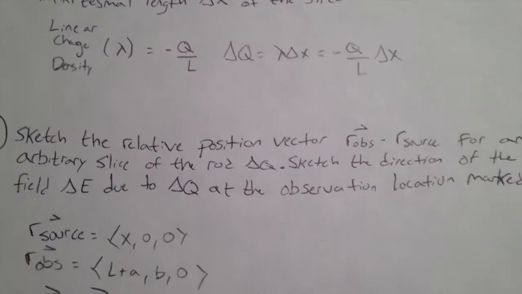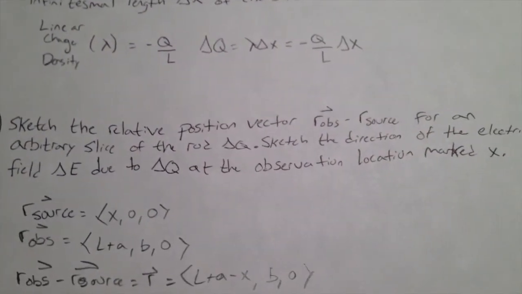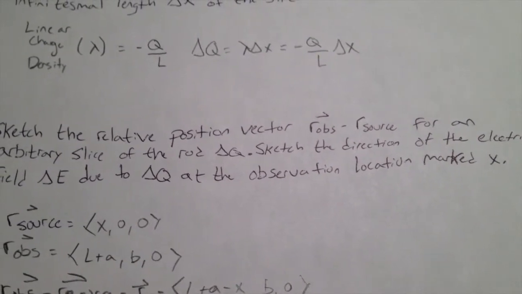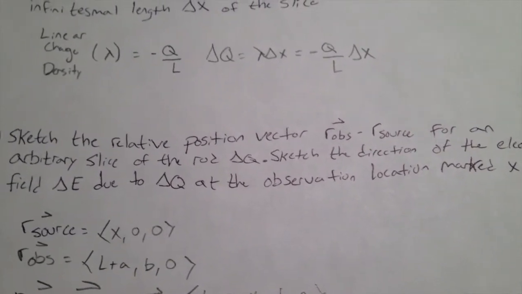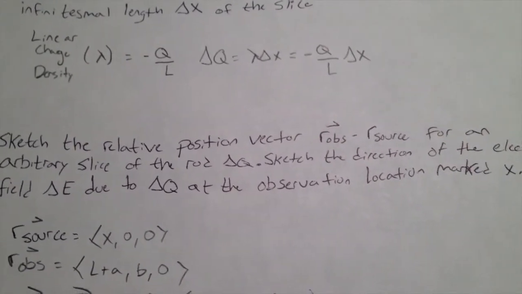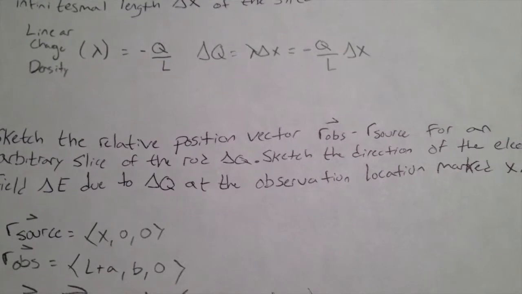Moving on to part B, you're supposed to sketch the relative position vector, R observation minus R source, for an arbitrary slice of the rod, delta Q. Sketch the direction of the electric field delta E due to delta Q at the observation location marked X.